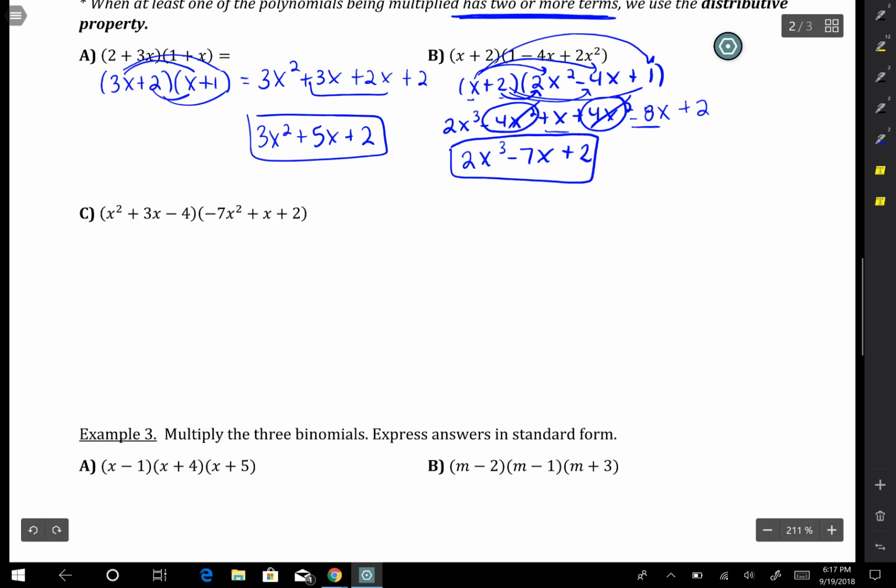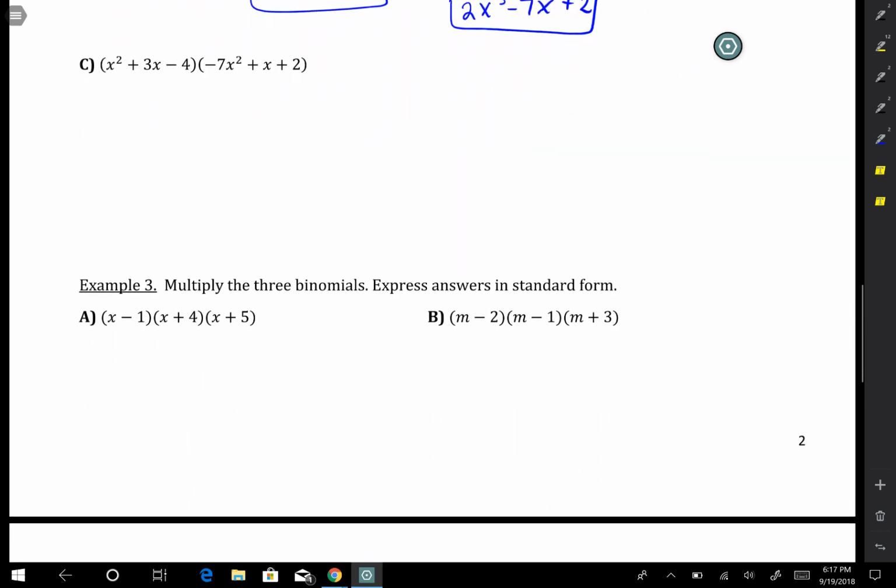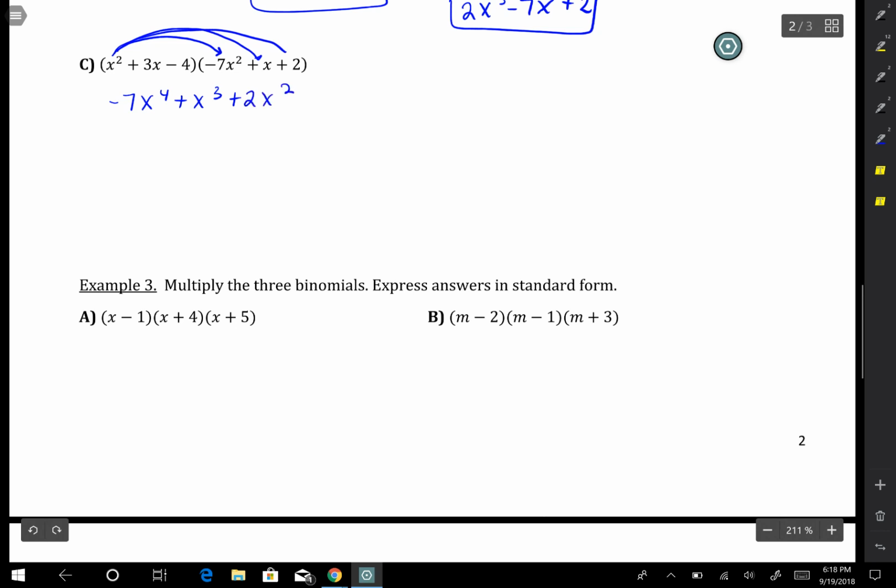All right, my last example for this section is two trinomials times each other. Remember, we have to distribute every term in one to every term in the other. Luckily, both these trinomials are already in standard form, so I'm just going to get to multiplying. I'm going to take x squared times negative 7x squared. It's negative 7x to the fourth. X squared times x is a positive x cubed, and x squared times 2 is 2x squared.